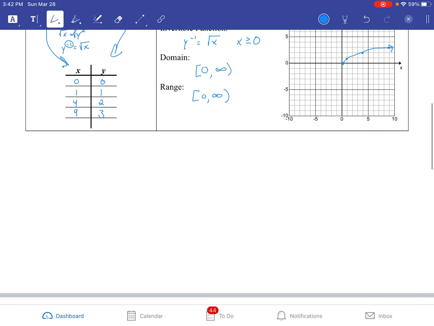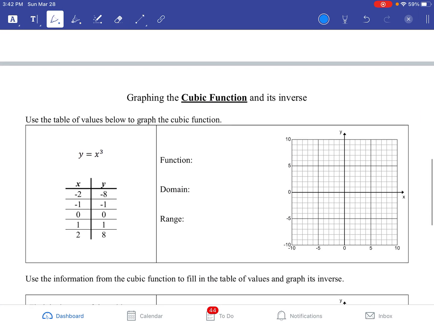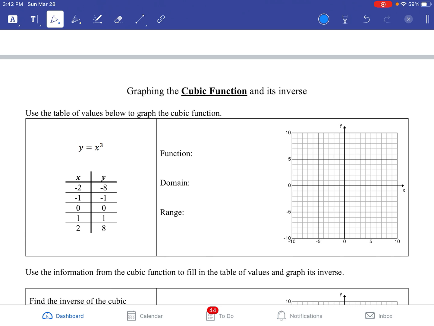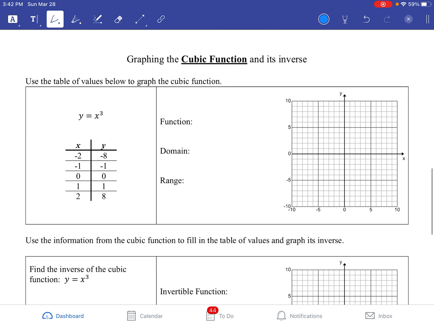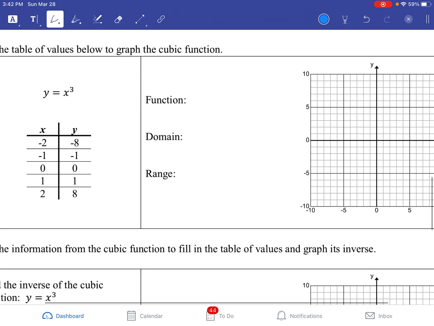So now let's look at this with cubic functions. With our cubic function, we have y equals x to the third. You can see the table there. So we're going to plot those points from the table. So we have (-2, -8).